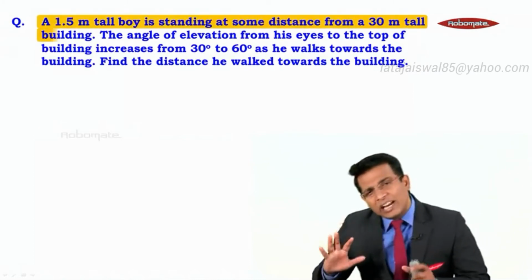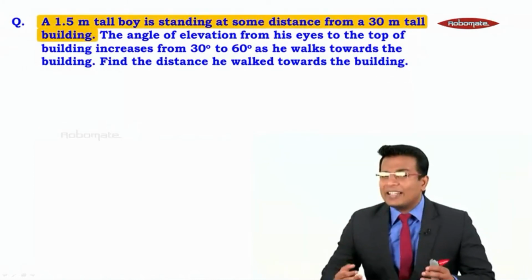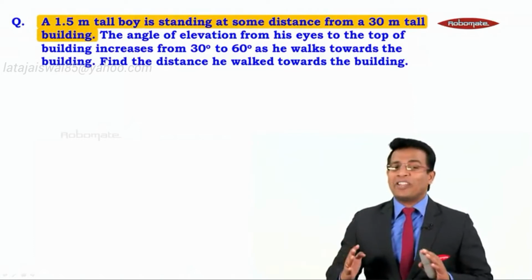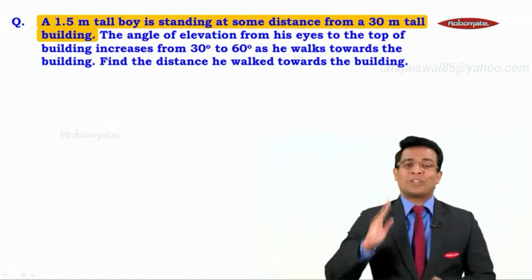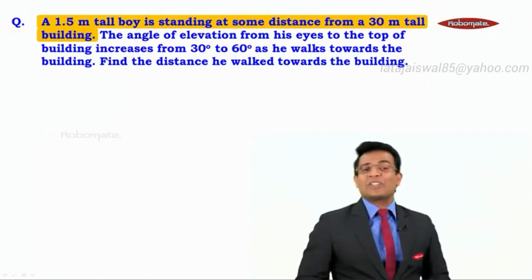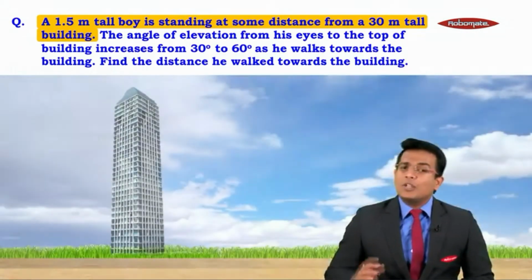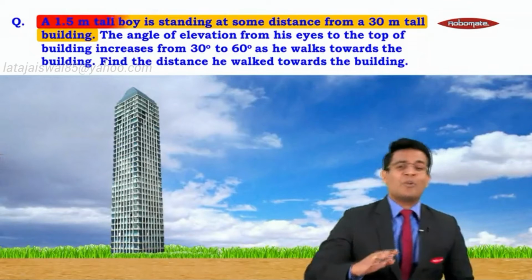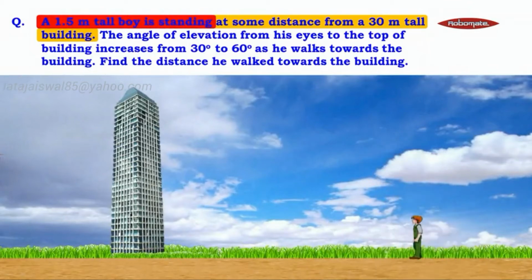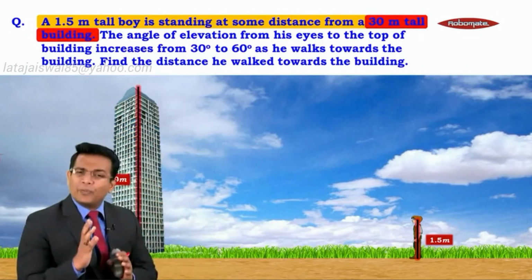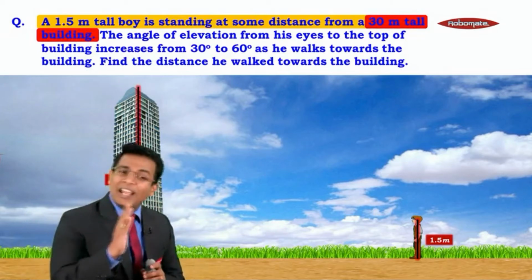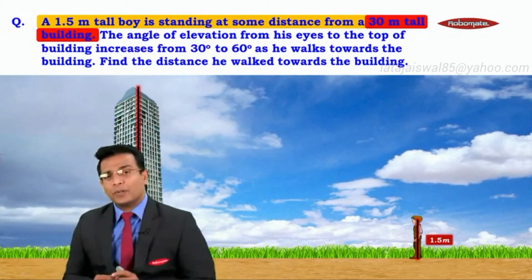Now, from the very first statement, you realize that there is a building and a boy here. And this is the very first sum where we have the height of the observer given to us, because the height of the boy is given as 1.5 meter. So first we have a building and a boy, the height of the boy is 1.5 meter, and the height of the building is 30 meter. So students, this is what we have right now: a building 30 meter high and a boy 1.5 meter tall.